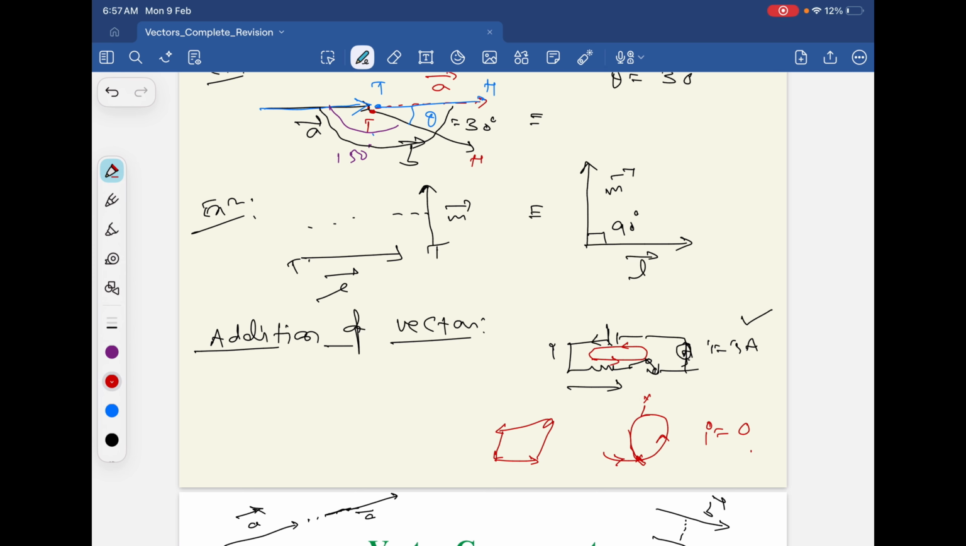Now for adding vectors, basically we make use of two laws, students. One is called the triangular law, so you can note it like this. And one more is the parallelogram law. First we talk about the triangular law.